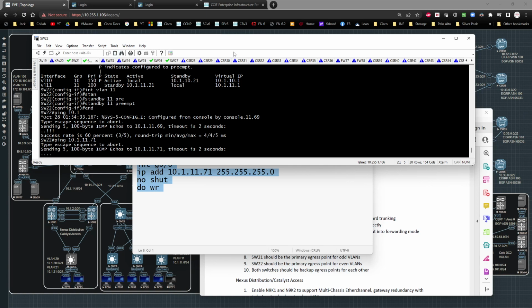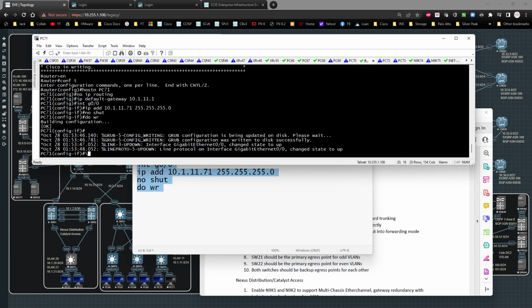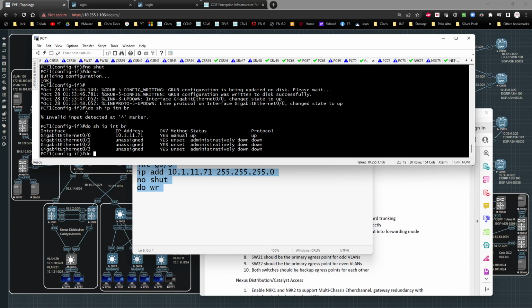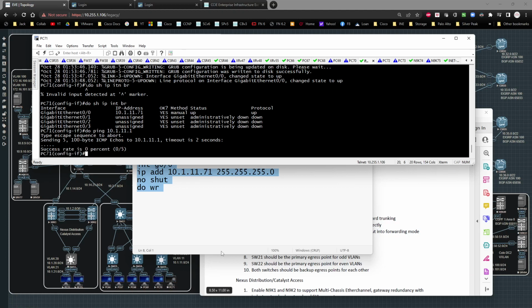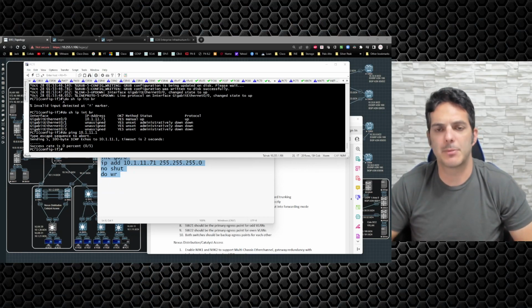Did I forget to no shut the interface? Yep, I bet you I forgot to no shut the interface. Either that or there's a problem. Do show IP interface brief. Do ping 10.1.11.1. Oh, you know what? PC 71 looks weird, so I think I might just have to bounce the device and bring it back online. But I'll come back to that at a later point in time. But at this point in time, as you can see, we have connectivity up and running.